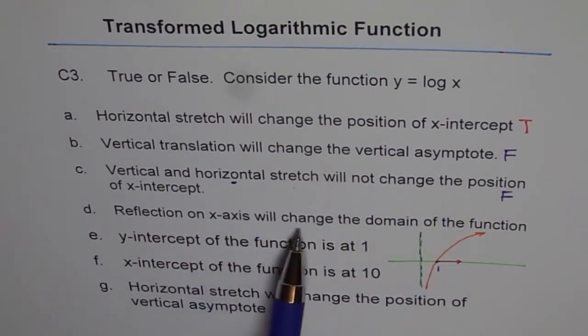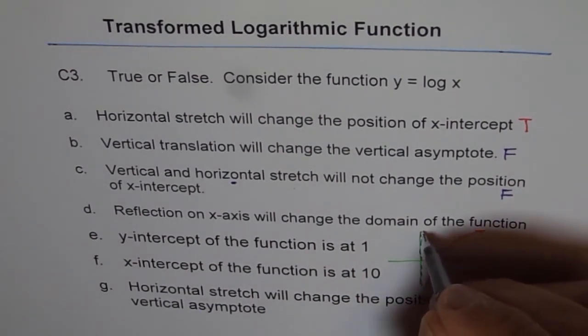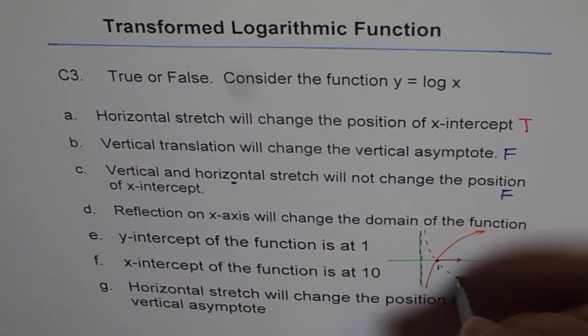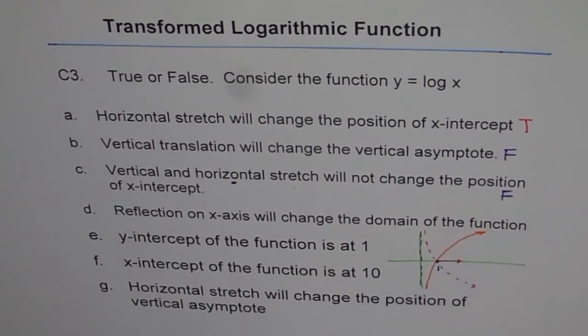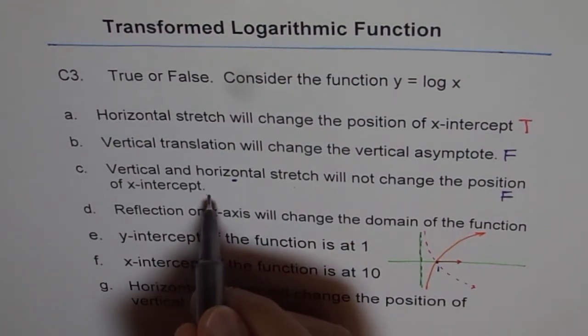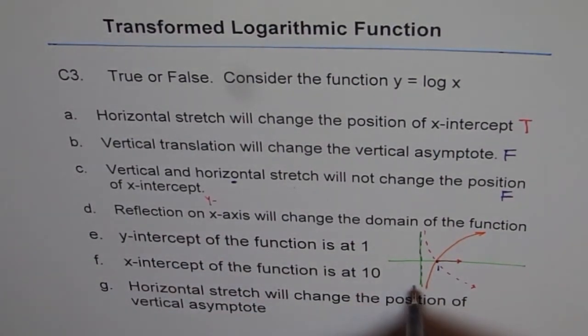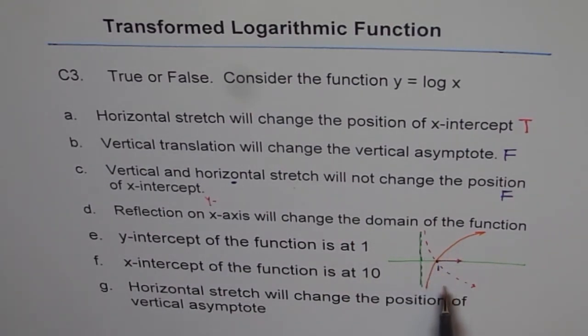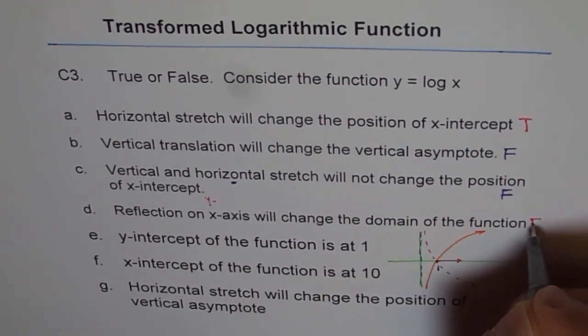Reflection on the x-axis will change the domain of the function. If I reflect it on the x-axis, the x-axis is this, it will become like this. The domain remains the same. It is a reflection on the y-axis that will change it. If I do a y-axis reflection, then the domain changes, not when we are reflecting on the x-axis. So this statement is also false.